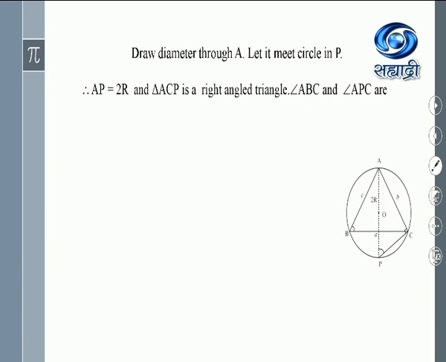Now look at these two angles, angle ABC and angle APC. These are inscribed in the same arc AC. What are those? Angle ABC and angle APC are inscribed in the same arc, and in 10th standard you have the inscribed angle theorem, and those are always congruent angles. Therefore their measures are equal. Therefore, measure of angle ABC is equal to measure of angle APC.